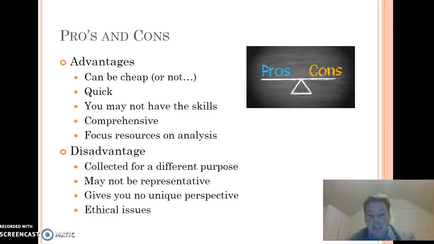Unfortunately, the disadvantages around it is that often it's been collected for a different purpose. So it's not actually collected specifically for the purpose we're doing. It may not be representative of your sample. So you may get a whole series of data collected in the United States, and it may not be appropriate, say, for an Irish market. And the argument is it's not collected specifically for you, and you don't have sole ownership of it. So there's no unique perspective. It becomes a commodity. Anybody can do it and use it.